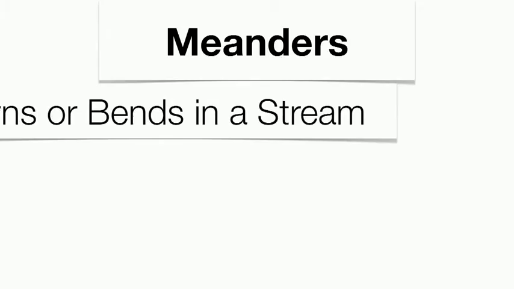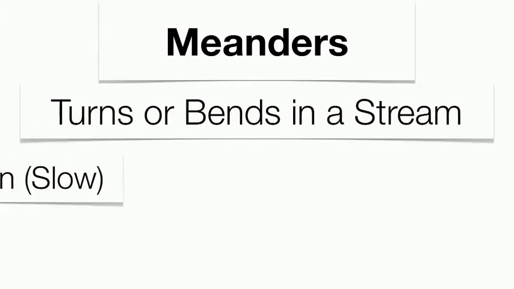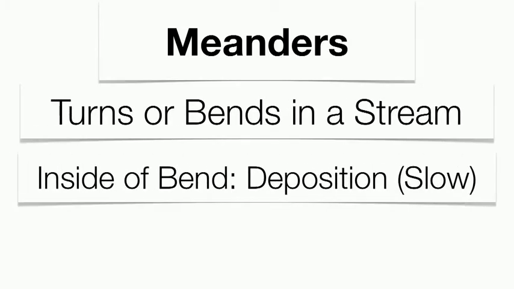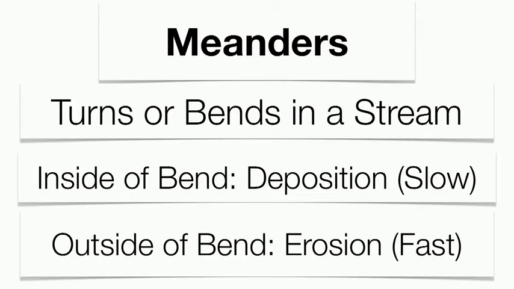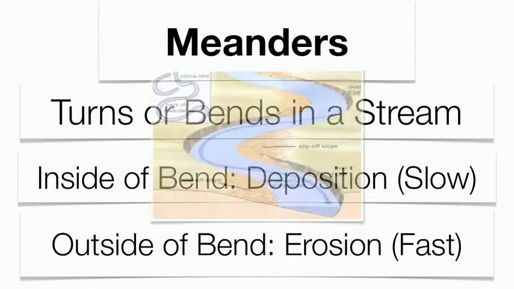Meanders are just very simply the turns or the bends within a stream. Now, what happens here is that water is going to travel at different velocities at different locations within the bend. On the inside of the bend, water tends to travel a little bit slower, so you tend to get deposition because it has a lower carrying power. The outside of the bend, you tend to get erosion because the water's a little bit faster and you have a little bit of a greater carrying power.